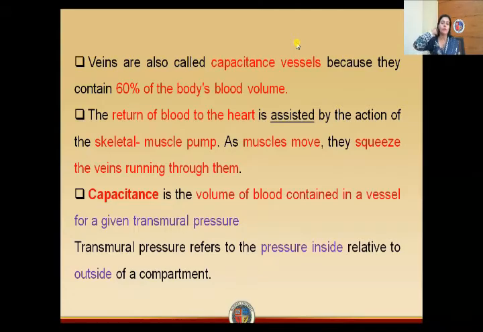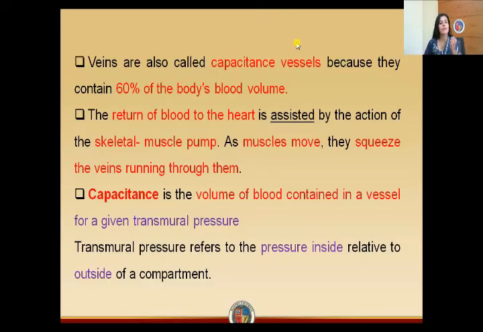So what are veins? Another name of veins is the capacitance vessels. Why do we call them capacitance vessels? Because these are the vessels which contain 60% of the body blood volume. Now, the return of the blood to the heart is assisted by the skeletal muscles. Whenever there is movement of the muscles, these muscles squeeze the veins which are running through them, and this squeezing helps to return the blood to the heart.